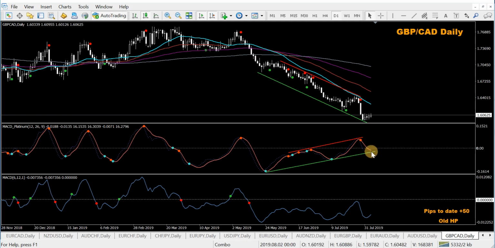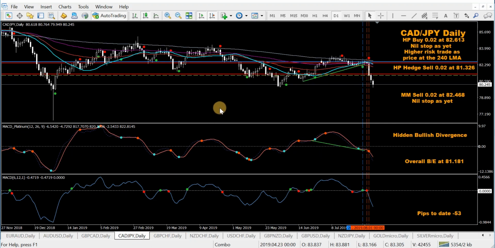Pound CAD not doing much. It's an old HP trade. We've got 50 pips so far somehow, and nothing to get excited about at the moment. Like a lot of the pound pairs, it can do your head in. CAD yen is down a few pips, looking pretty good here.